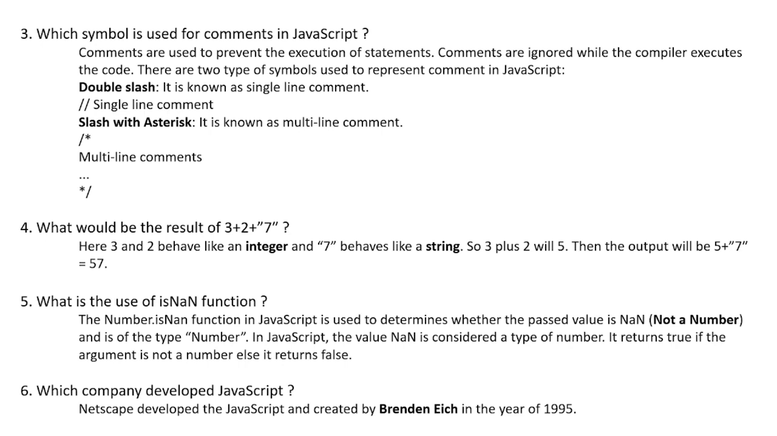Question 5. What is the use of the isNaN function? Answer. The Number.isNaN function in JavaScript is used to determine whether the passed value is NaN, not a number, and is of the type number. In JavaScript, the value NaN is considered a type of number. It returns true if the argument is not a number, else it returns false.